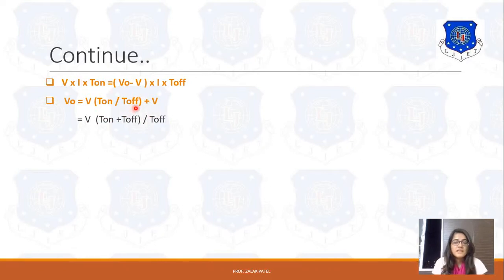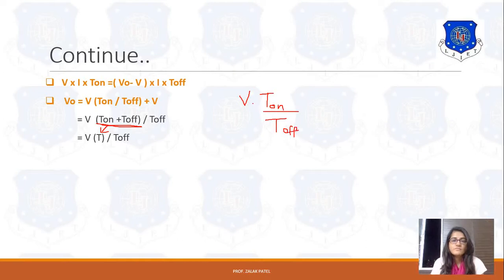So if we take LCM as T off, it can be written like this. But on time plus off time is total time. So this on time and off time can be written like total time T, meaning V into T divided by T off. This term is as it is. Even in this term, if you don't get it, it will be like this: V into T on divided by T off plus V.